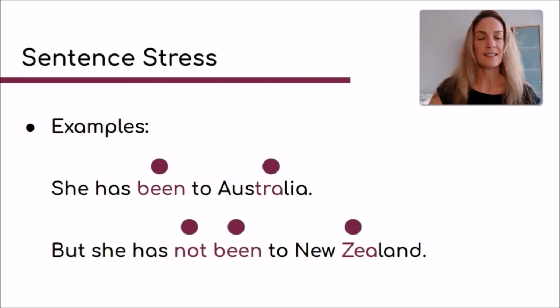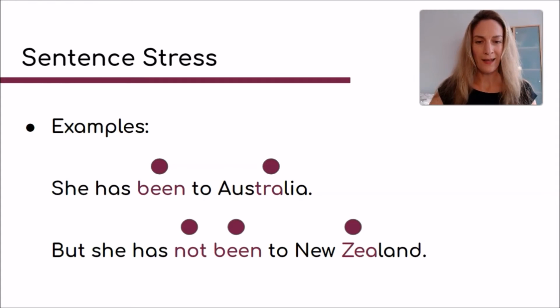The second sentence is a negative sentence. We have not here. And of course we could have said she hasn't been to New Zealand. That's possible too. And then hasn't would also be stressed, and the not is stressed here as well.